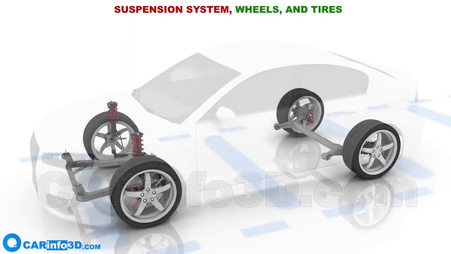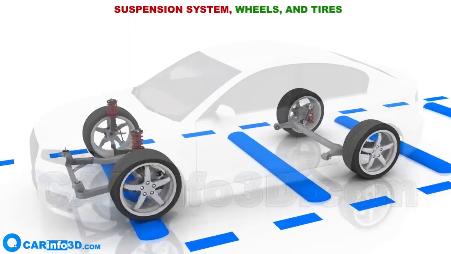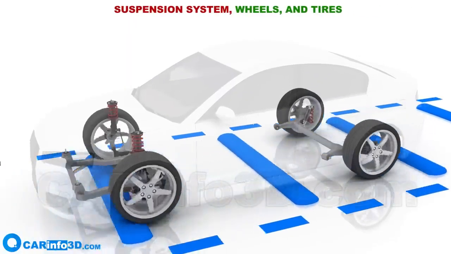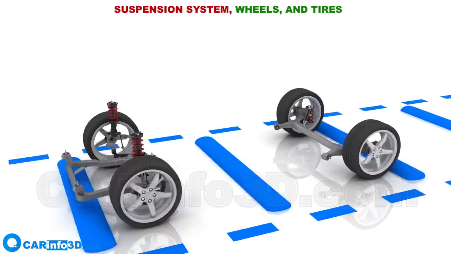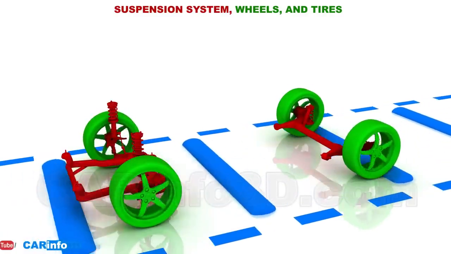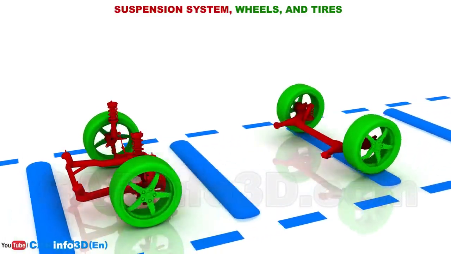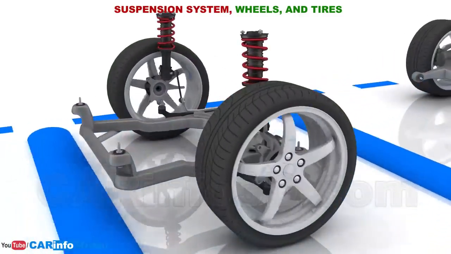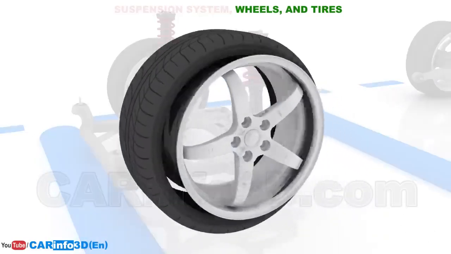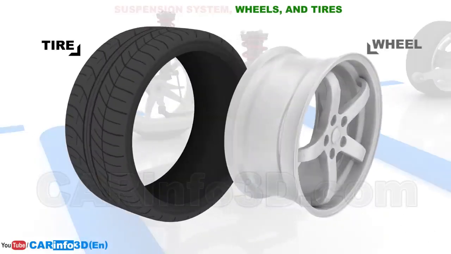The suspension system, wheels, and tires help a vehicle move along a road and receive and absorb the impact from various bumps, making driving safer and more comfortable. First, let's take a quick look at the wheels and tires. Wheels can be made from a variety of materials and in a variety of styles. They are surrounded by tires, creating an air-filled chamber. Sometimes, tires are also equipped with an inner tube.